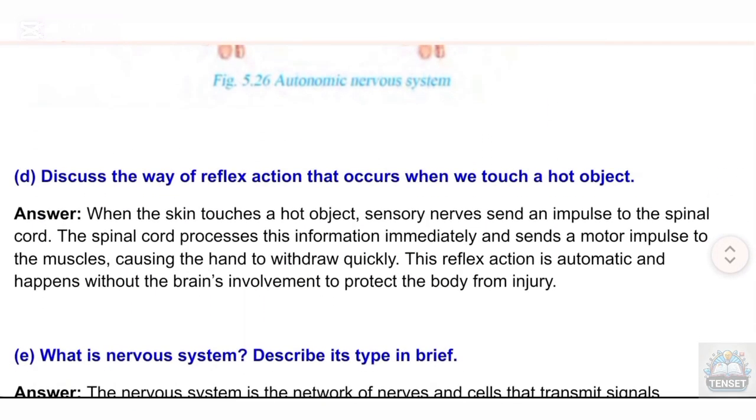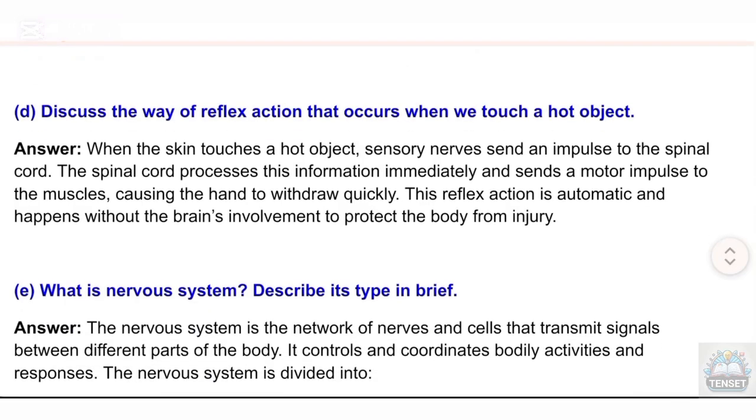D. Discuss the way of reflex action that occurs when we touch a hot object. Answer. When the skin touches a hot object, sensory nerves send an impulse to the spinal cord. The spinal cord processes this information immediately and sends a motor impulse to the muscles, causing the hand to withdraw quickly. This reflex action is automatic and happens without the brain's involvement to protect the body from injury.